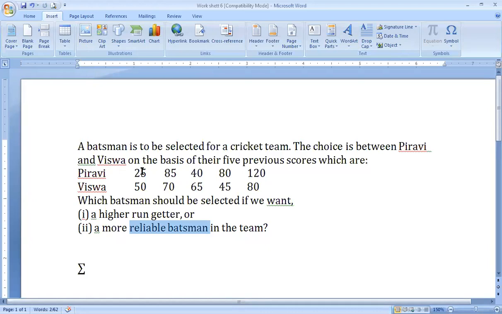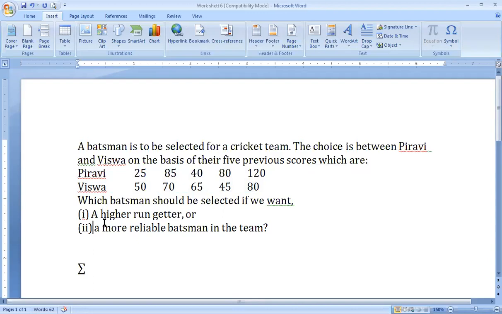Based on our answer we will finalize. So which series does this question come under? First of all, is it a discrete, continuous, or individual series? Anyone? Both Piravi and Vishwa are variables, and there is no frequency. We have two variables, so in this case both are individual series.